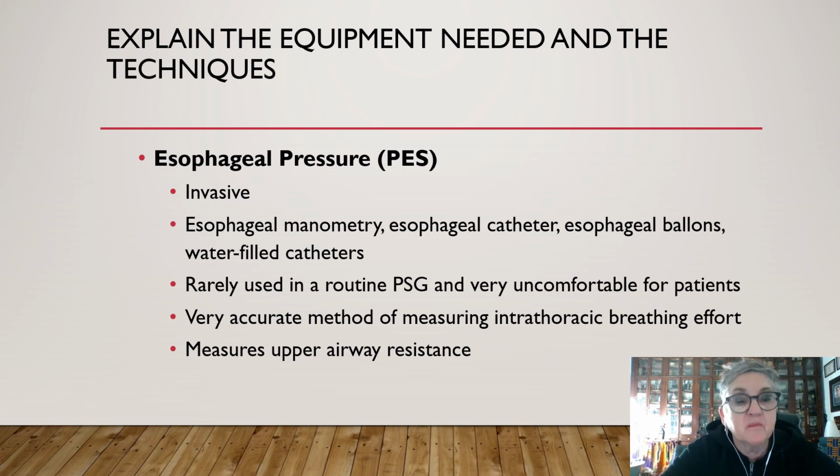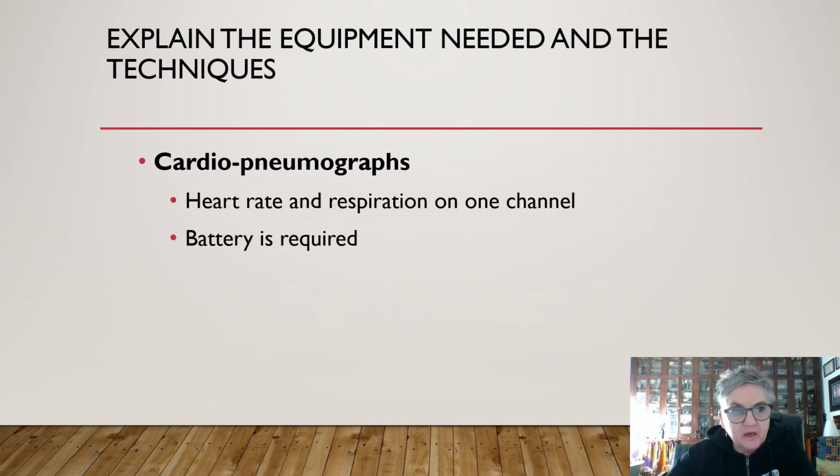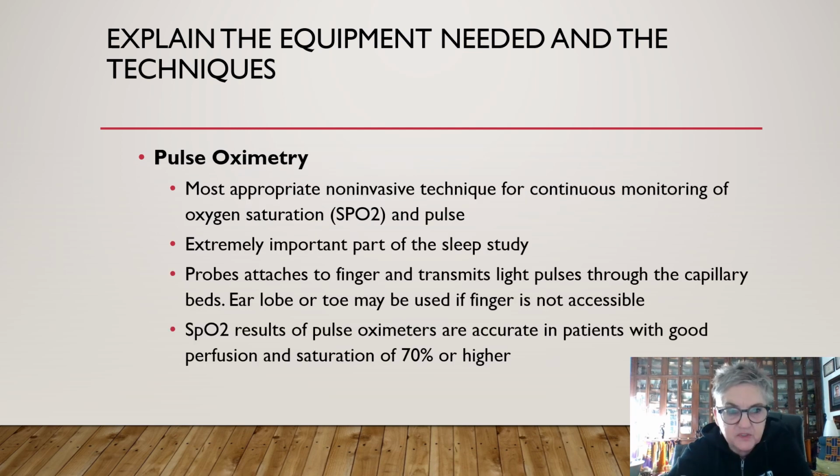They're very accurate in measuring intrathoracic breathing effort and measure upper airway resistance. Cardiopneumographs measure heart rate and respiration in one channel. A battery is required. Pulse oximetry is next on the list, and it's the most appropriate non-invasive technique for continuous monitoring of the oxygen saturation and the pulse.